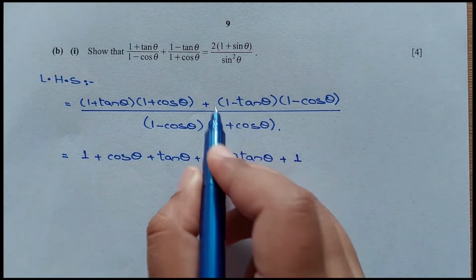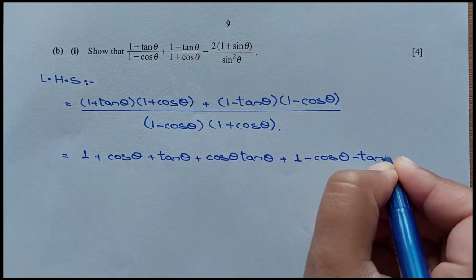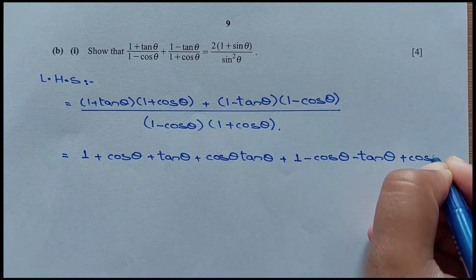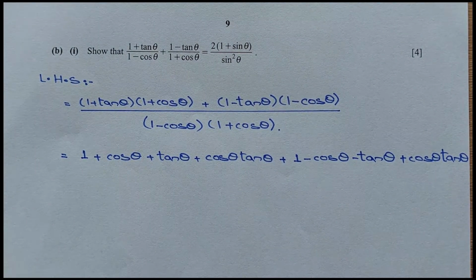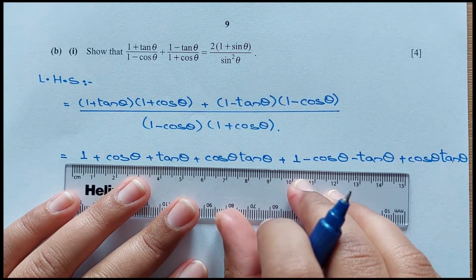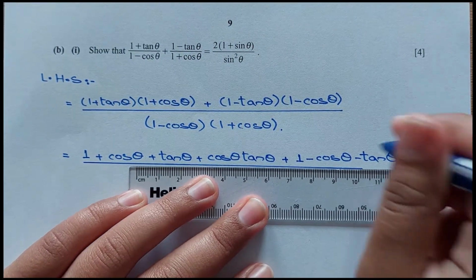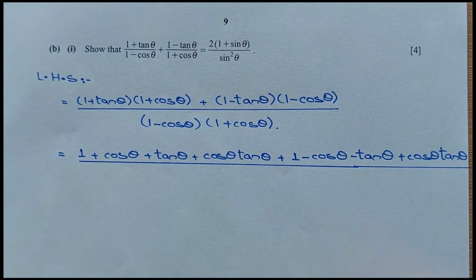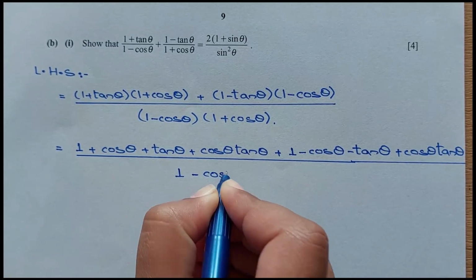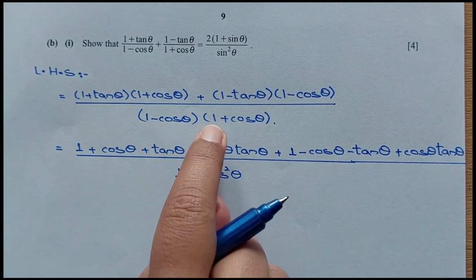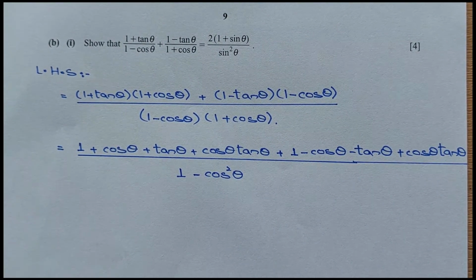plus 1 times 1 minus cos theta minus tan theta, minus times minus is plus cos theta tan theta, right? Okay, now divide it by 1 minus cos square theta, because 1 minus cos theta, 1 plus cos theta is 1 minus cos square theta. A plus b into a minus b is a square minus b square.